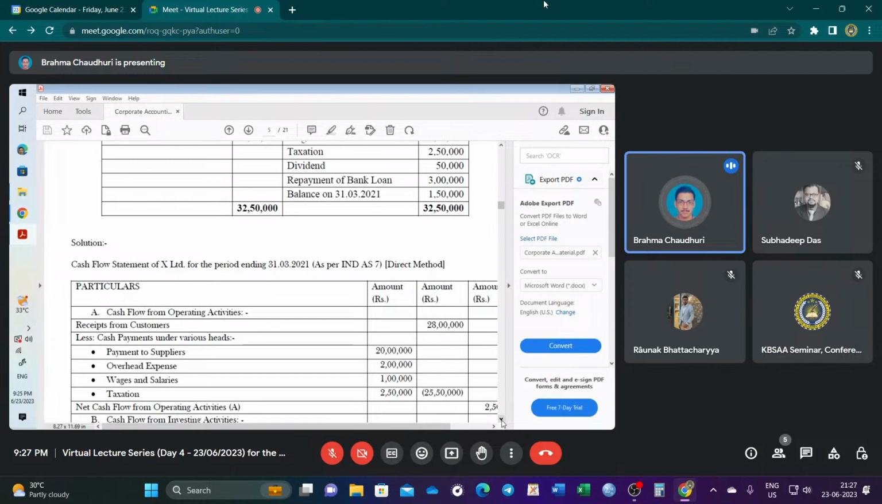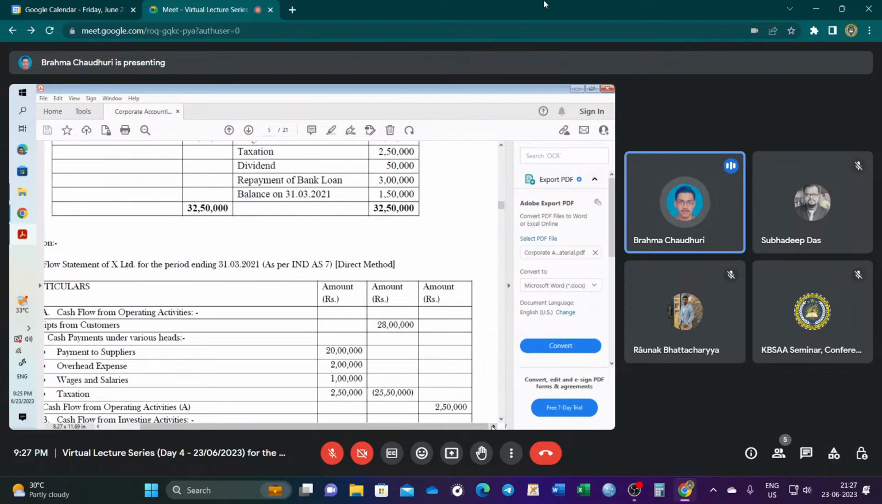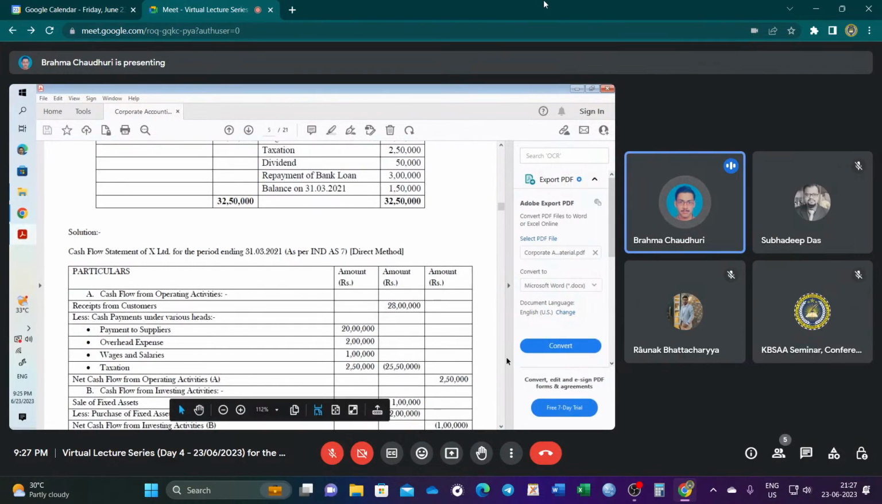We are adding them: 20 lakh, 2 lakh, 1 lakh, and 2 lakh 50,000, and we are getting 25 lakh 50,000. And receipts from customers is 28 lakh. So from 28 lakh we are deducting 25 lakh 50,000, and we are getting the cash flow from operating activities of 2 lakh 50,000.